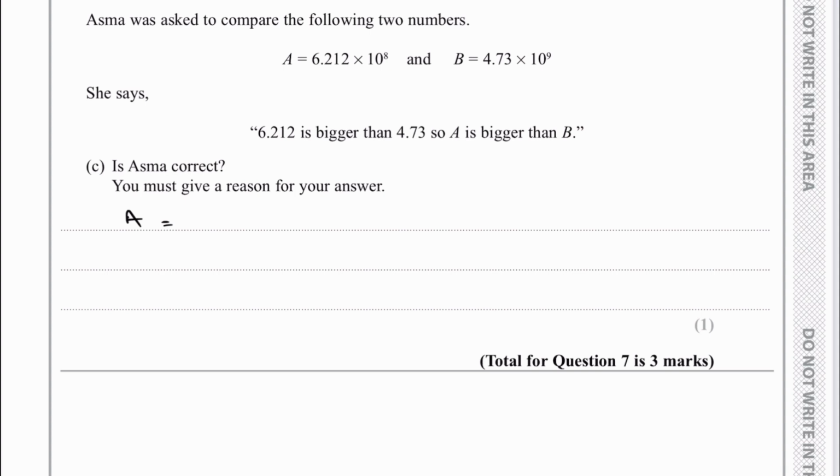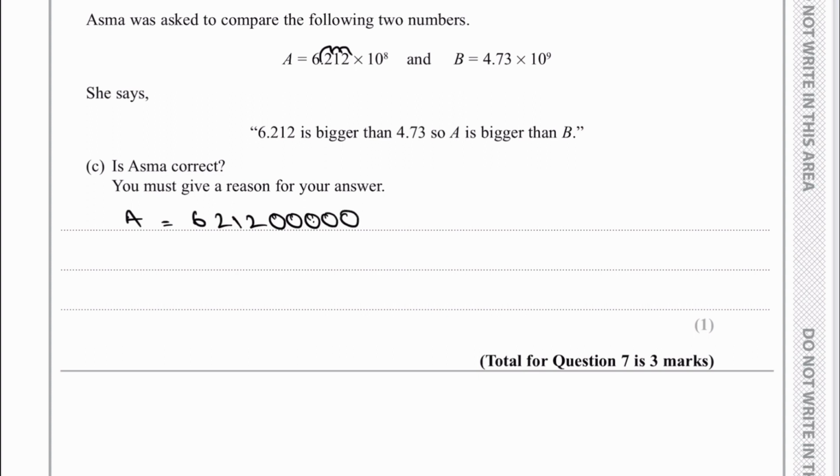So what I'm going to do is write it as 6212. What I've done there is I've moved the decimal point effectively 3 places, 1, 2, 3, and then I'm going to move it another 5 places. So that's 1, 2, 3, 4, 5.